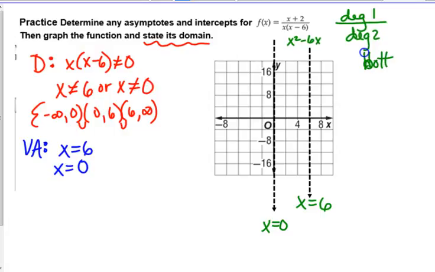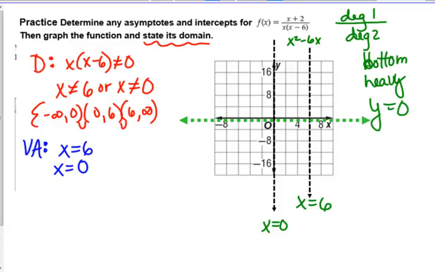No, we don't have to divide it out unless it's top heavy. Bottom heavy means there's going to be really big numbers in the denominator, so it's going to approach 0. So the horizontal asymptote is at y equals 0, which is just the x-axis, yes? There we go. Y equals 0.